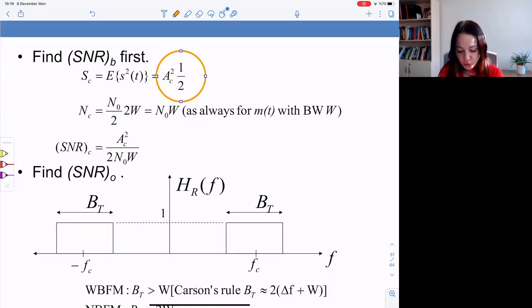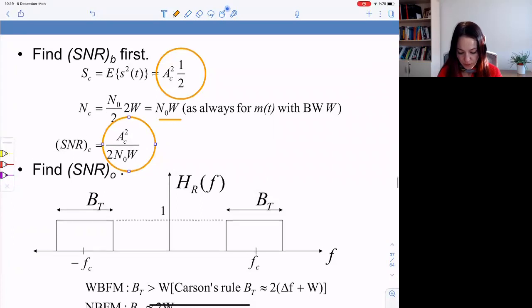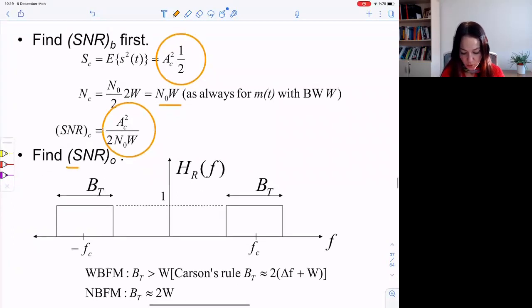We're supposing that has been taken care of appropriately. What is the noise power? As before, it's N_0 W, because we're looking at noise power in the message bandwidth. And our carrier to noise ratio is A_C squared over 2 N_0 W. When we're talking about FM, in contrast to AM, it makes more sense to call the baseband SNR the carrier to noise ratio, because the signal itself looks like a carrier. It's a cosine.